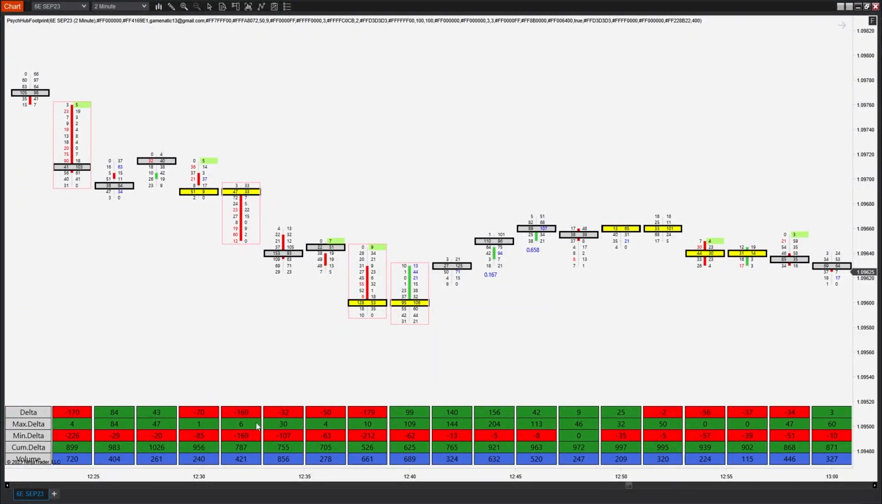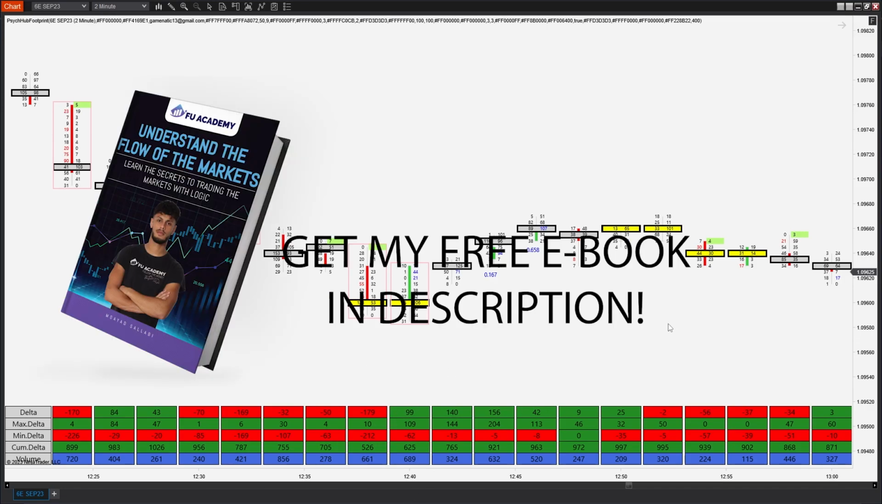This is a 2 minute time frame, by the way. We see the sellers right here. Like, we take a look at the delta and the min delta. This is the order flow footprint, by the way, and it's showing me the orders as they come in and out of the market. It's powerful because it's real-time data. It's not in the past. It's not a lagging indicator.